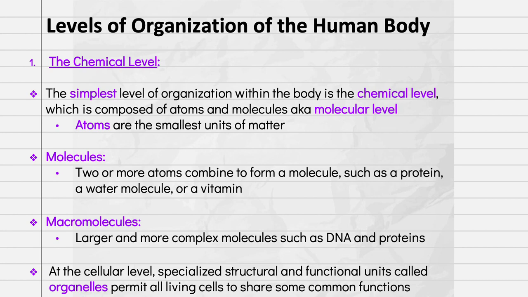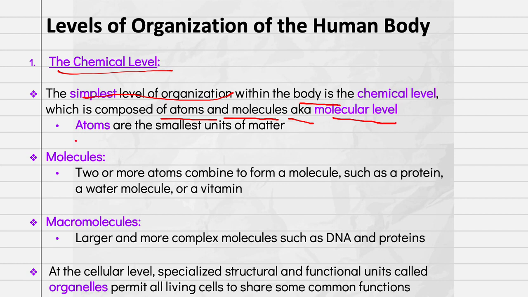So let us have a look at what they have to say. The chemical level is the simplest level of organization within the body. So the simplest level of organization in the body is the chemical level, which is composed of atoms and molecules, also known as the molecular level.